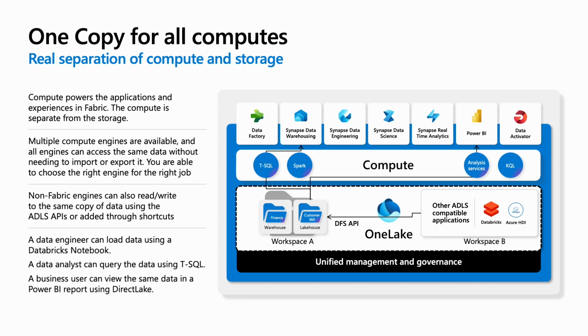Your data engineering team could use Databricks notebooks and use the AWS DFS APIs to land the data directly in the lakehouse. They could also create shortcuts to existing AWS Gen 2 or S3 accounts built through Databricks to virtualize the data into the lakehouse. All engines would still work over the same copy of data.